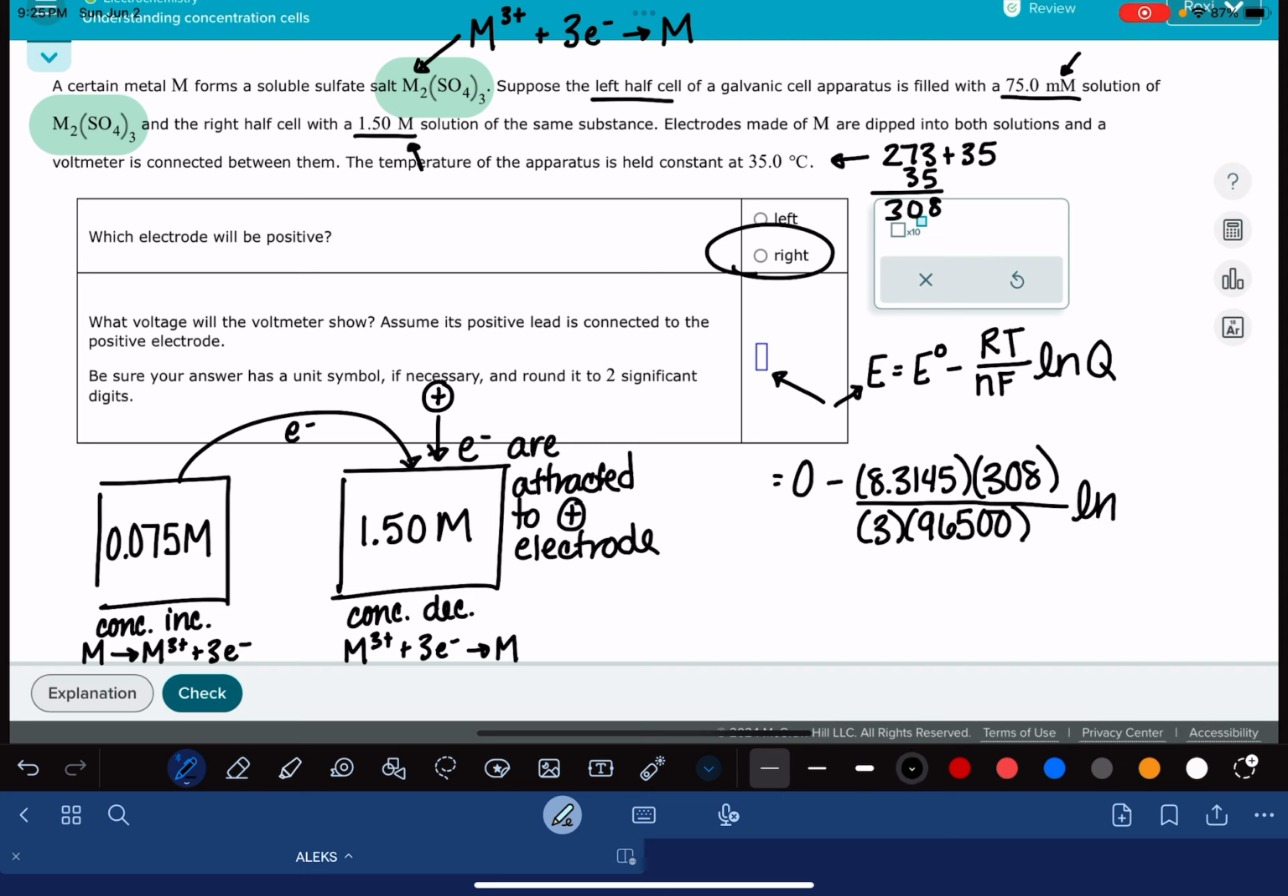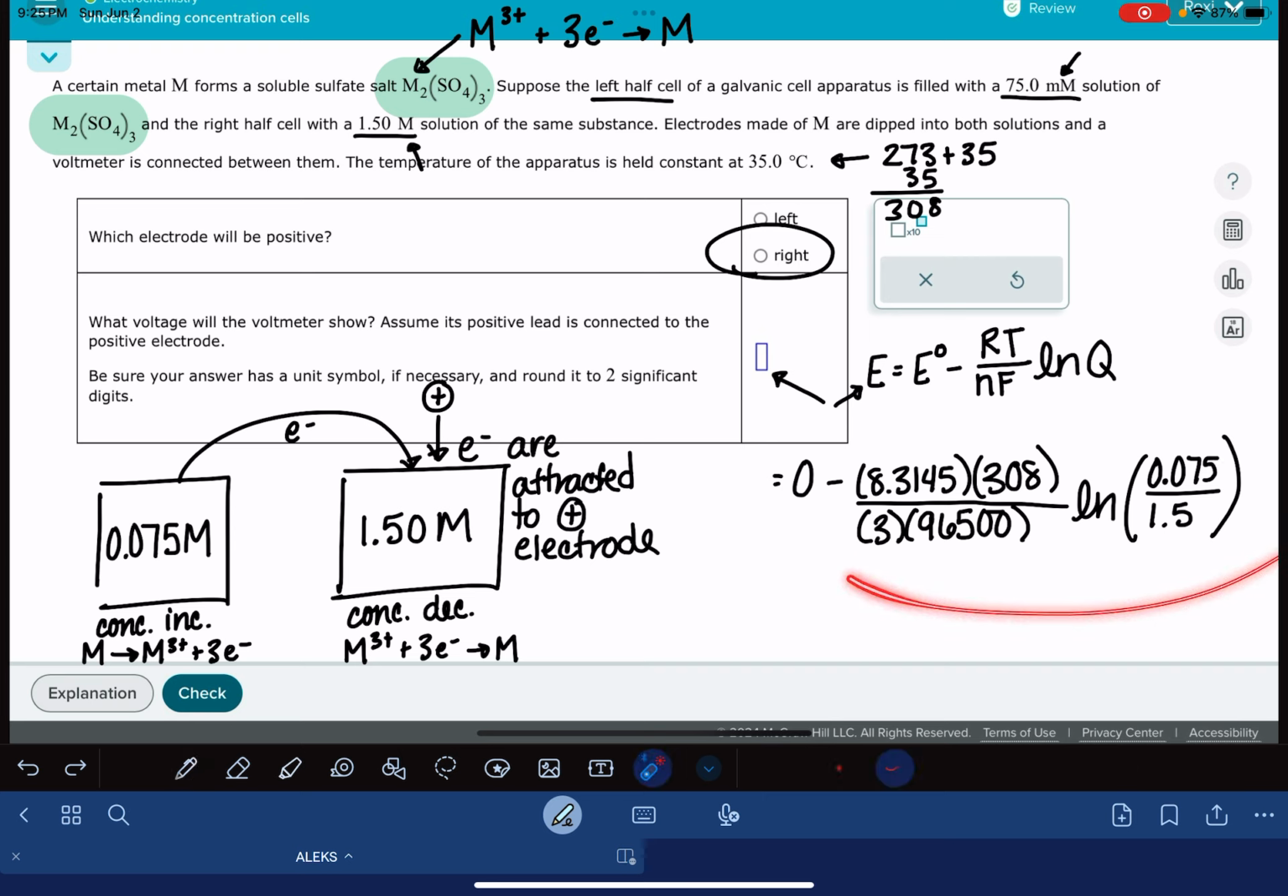And then you've got the natural log of Q. Q is products over reactants raised to their stoichiometric coefficients, but I'm just going to give you a shortcut. When you're solving this particular problem, Q is always going to be your small concentration, which for me is 0.075, over your large concentration, 0.15, and you don't need to worry about stoichiometric coefficients at all, because whatever that coefficient might be, it's going to be the same on both the top and the bottom of this problem. So it doesn't matter because mathematically it's going to cancel itself out.